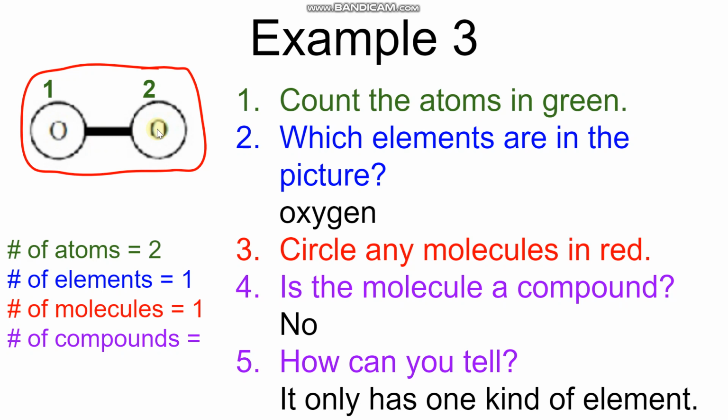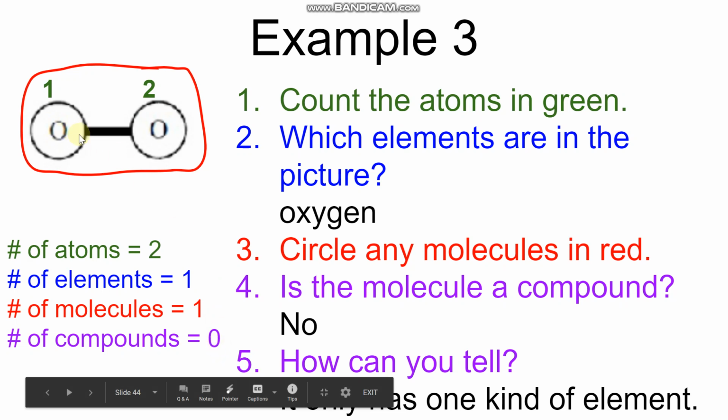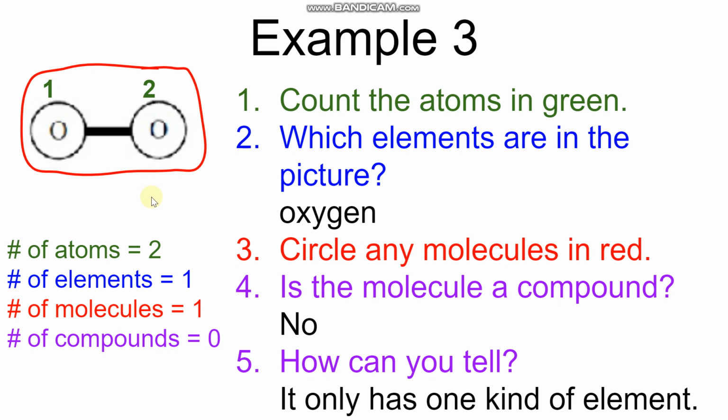If it had 2 different elements, like say oxygen and nitrogen, then it would be a compound. But since it has the same kind of element, we would say no, this is not a compound. Number of compounds? 0, because this is a molecule, but it is not a compound. So hopefully that helps you understand when a molecule is and is not a compound, right? It has to do with, is there more than one kind of element or not?